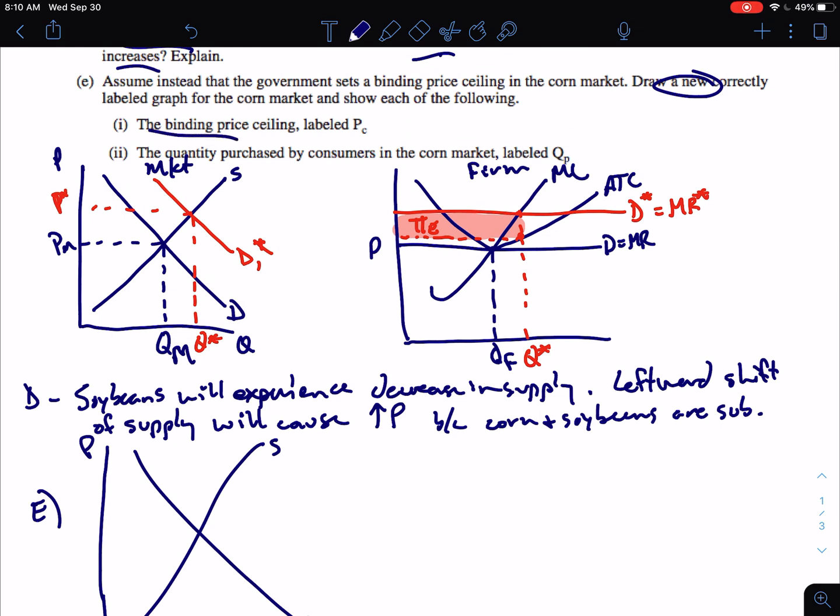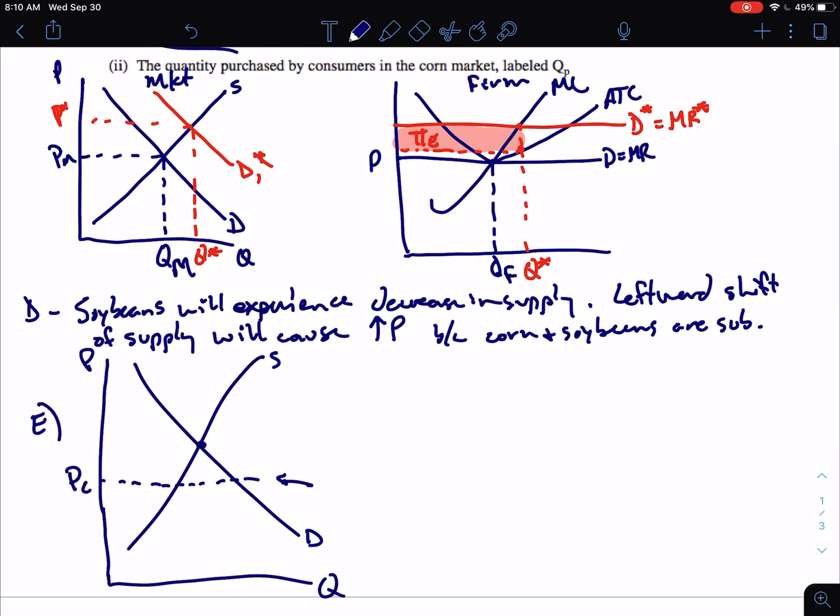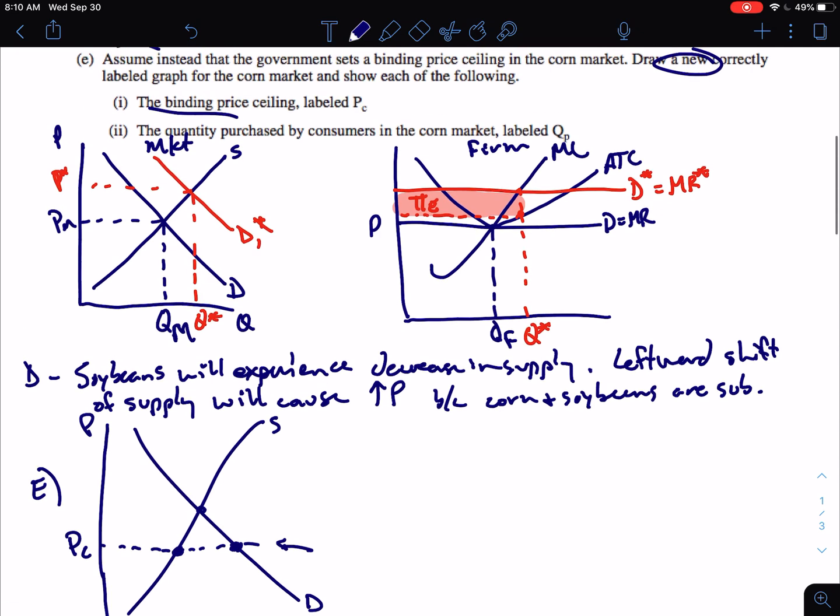Okay, so that means that it is effective, and that means that we're going to have the equilibrium price be outside of the room. So here's our ceiling, right there, and here is our equilibrium above the ceiling, which means that it's going to be a problem. Now this quantity will be supplied, this quantity will be demanded. The question, of course, is asking, after we label PC, which we did, the quantity purchased by consumers in the corn market labeled QP.